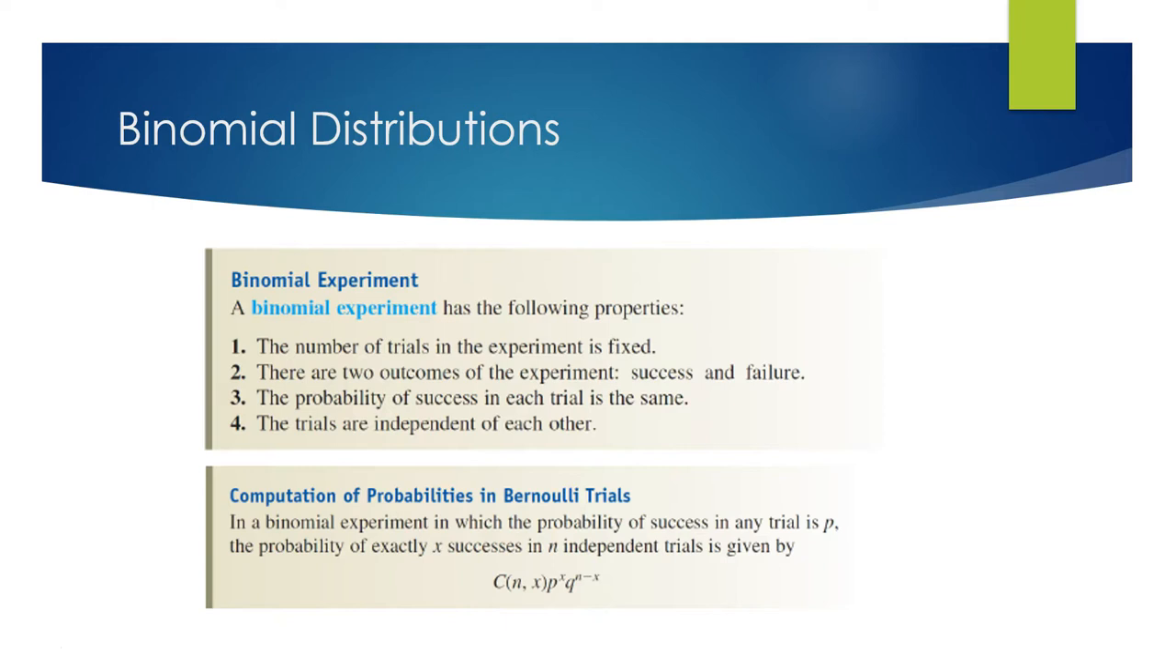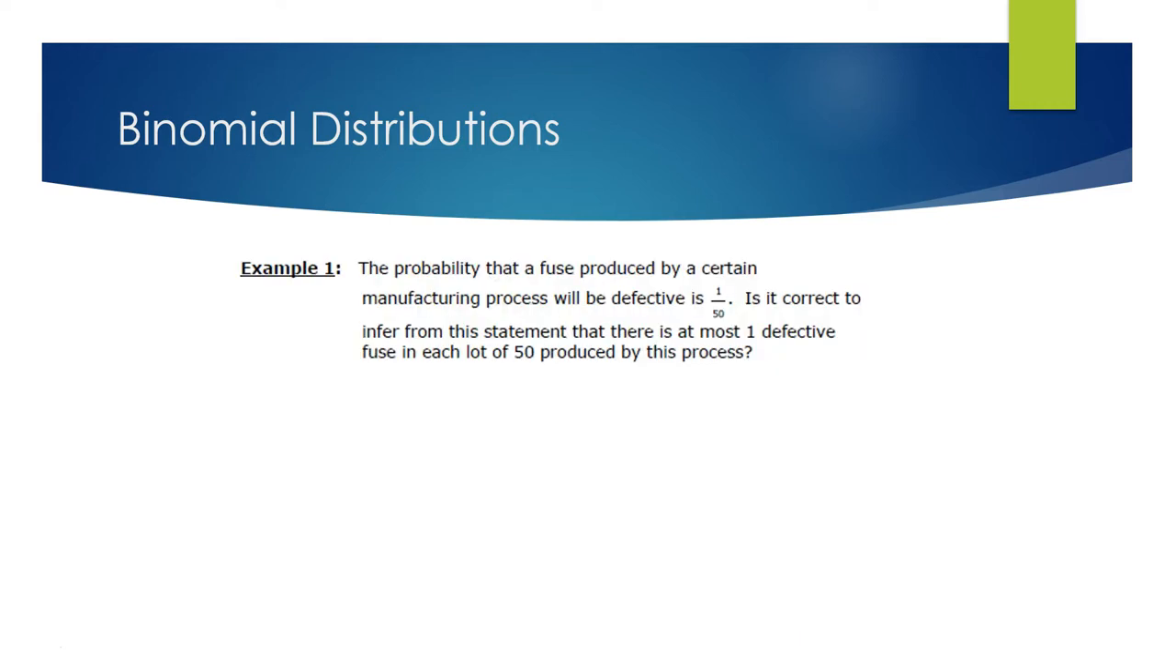So with these pieces of information, let's look at this first example. The probability that a fuse produced by a certain manufacturing process will be defective is 1/50th. Is it correct to infer from this statement that there is at most one defective fuse in each lot of 50 produced by this process? So take a moment, consider it, and put your answer to the question, and then we'll go over it.